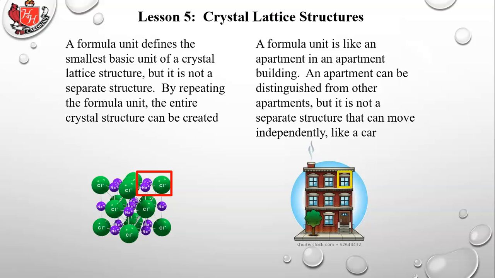A formula unit is like an apartment in an apartment building. An apartment can be distinguished from other apartments, but it is not a separate structure that can move independently like a car. So that apartment in the yellow box there, you can tell it's separate from the other apartments, but it can't move independently the way a molecule can. It's stuck in the apartment building.